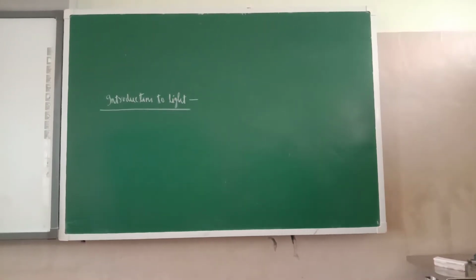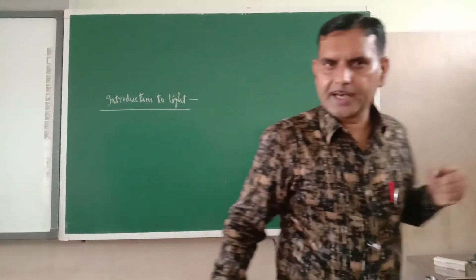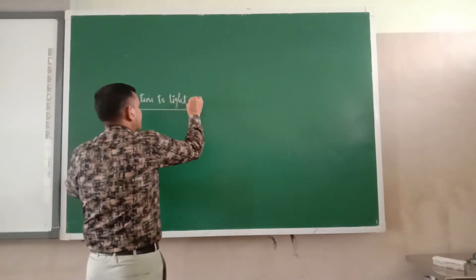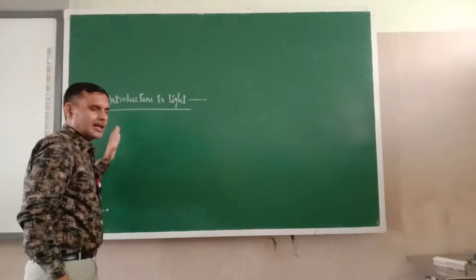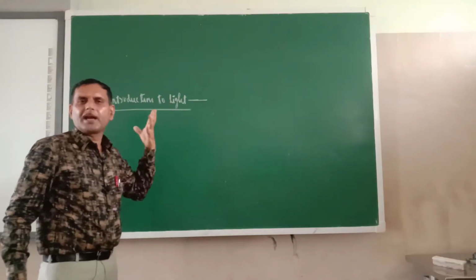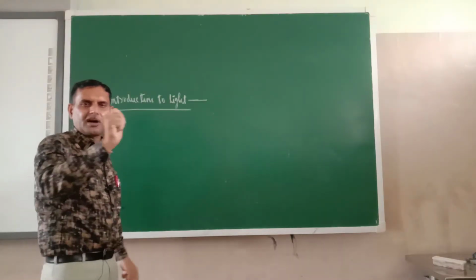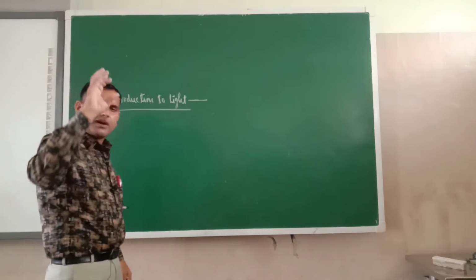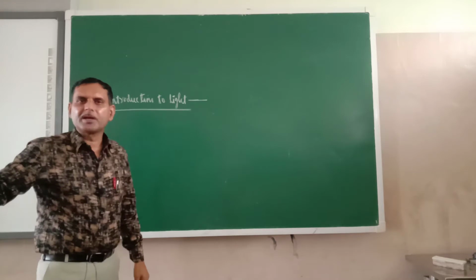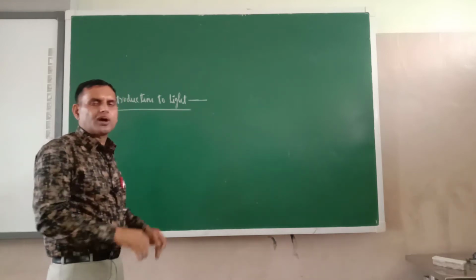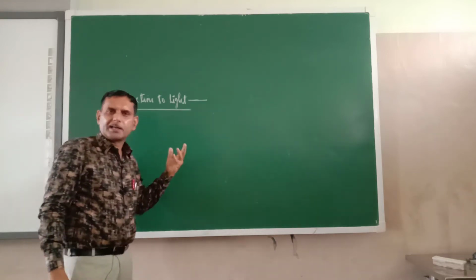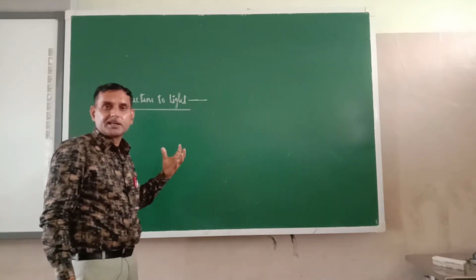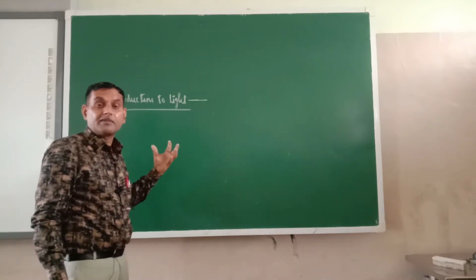So now, introduction to light. What is light? Try to understand light. You might have heard of a beam of light. When the torch is on, a beam of light comes out. From the bulb, light is coming out. So actually what is light? Light is nothing but a heat, one type of heat.